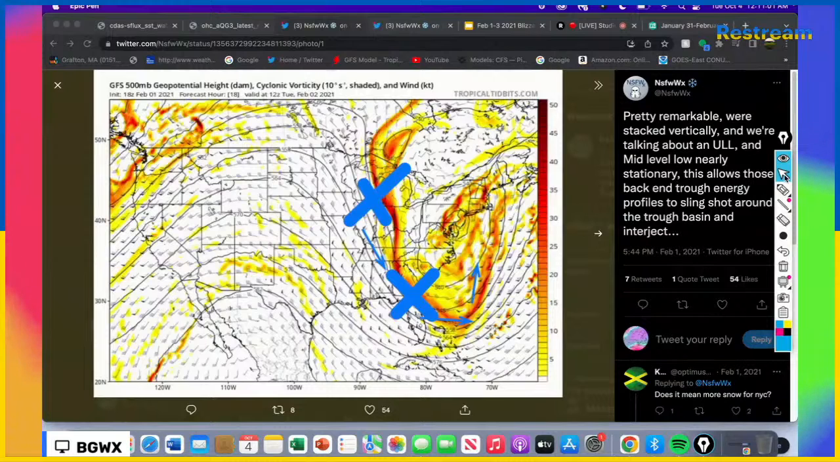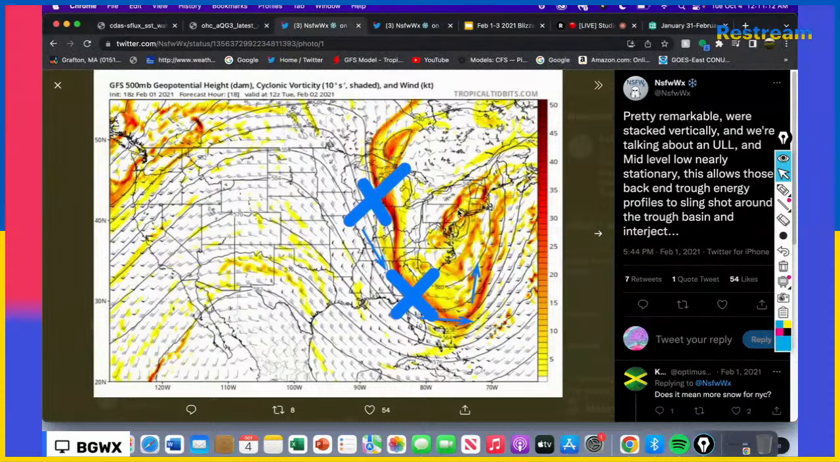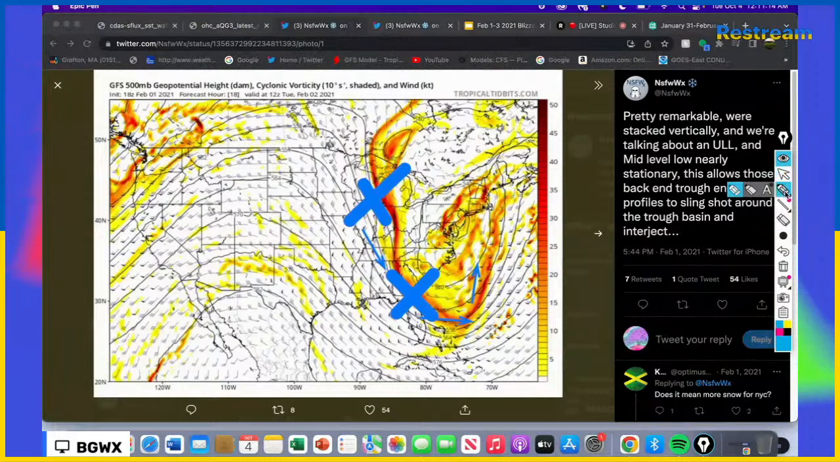Once the main event got done and through, the second half of the event was still pretty impressive, because this is what turned people that saw 18 to 24 inches just off the gate. Because really, New York City, they kind of mixed a little bit after. They were too close to notice the upper level low here.